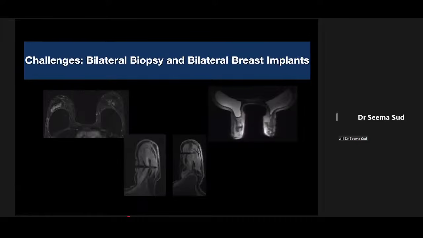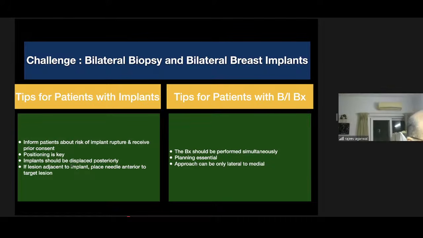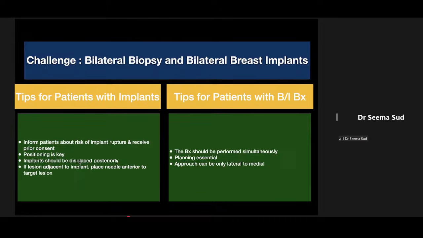Another challenge you can face is when there are implants or you want to do a bilateral breast biopsy. In cases of implant, what you need to do is displace the implants posteriorly so that you are away from the implant and the chances of rupture are less. So in cases of implants, you must take a prior consent that the implant can rupture. The positioning is key in cases of breast implants, and you should basically displace them posteriorly.